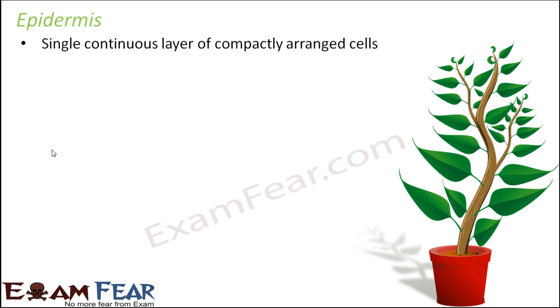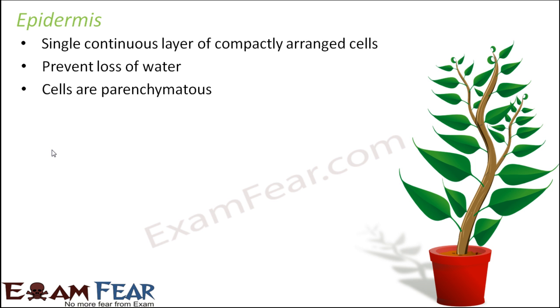Like in order to protect your house, what do we do? We close the door, we close the window, we lock everything whenever we go out, so that nobody can enter our house and cause any harm. Similarly here also, the cells are arranged in a compact way so that there are no intercellular spaces in between through which water or any other foreign particles can enter, and also to prevent dehydration. So it basically prevents loss of water.